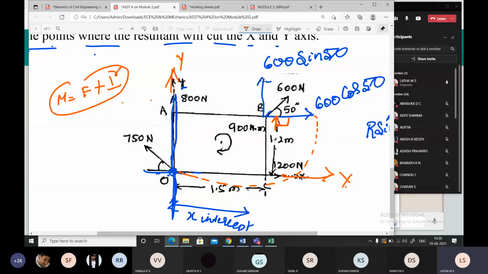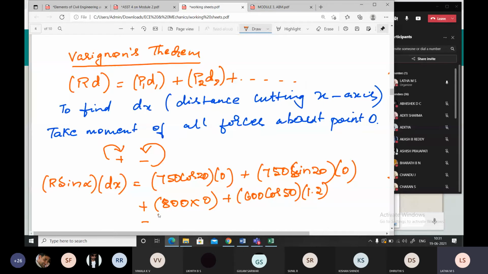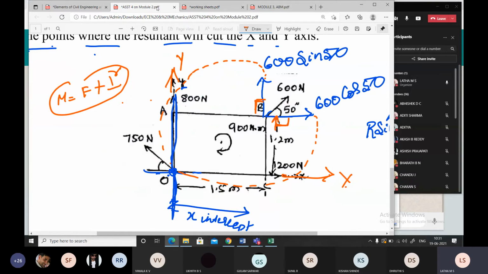Others in the class, you have to talk, you have to interact. Yes, how is 600 sin 50 reaching the point O? Anti-clockwise, ma'am. What's the perpendicular distance? 1.5, ma'am. So what I'll be writing here is minus 600 sin 50 into 1.5.